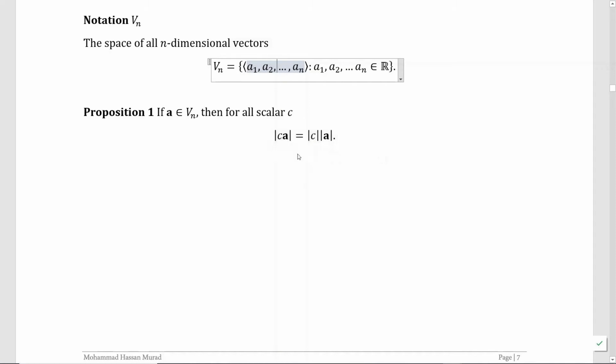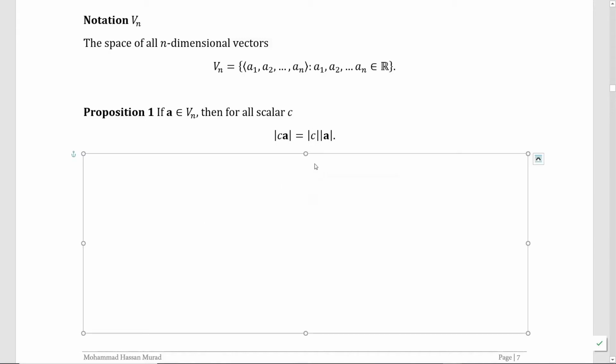The left-hand side of this equation says the magnitude of the scalar multiple of A, and the right-hand side is the product of two quantities, one of which is the absolute value of this scalar, and the second denotes the magnitude of A. Let's see the proof.